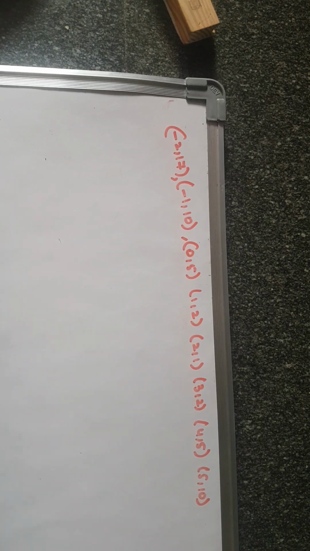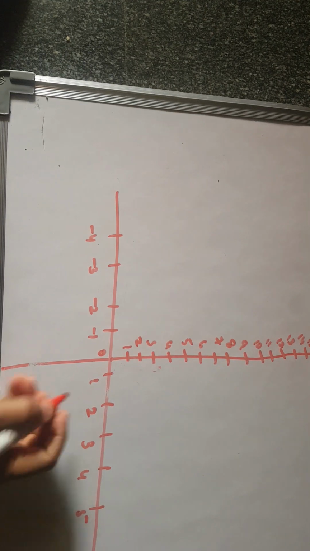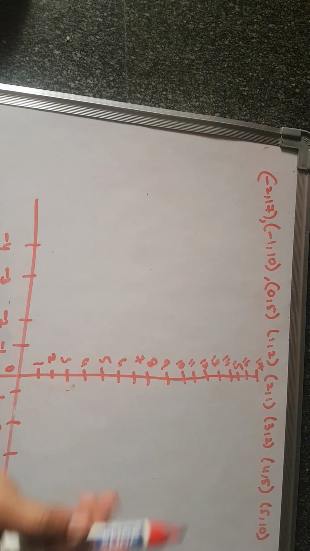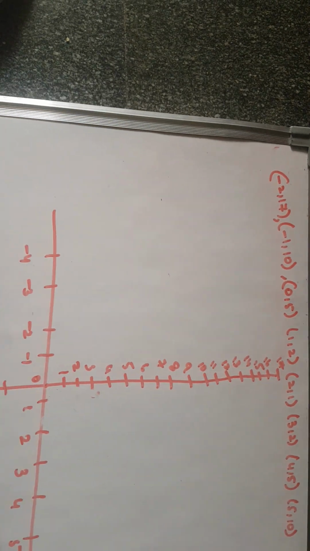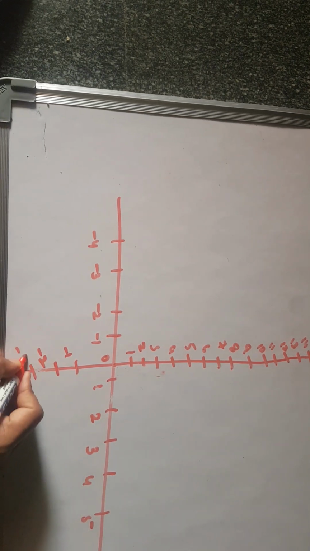Now construct the graph. I have taken a graph like this. Because of less space, I am taking only the positive values, not the negative values. I have constructed the graph like this. If you have space, you can construct more of the graph also.